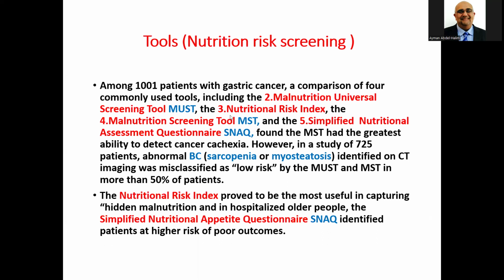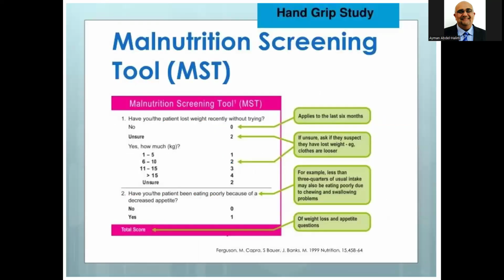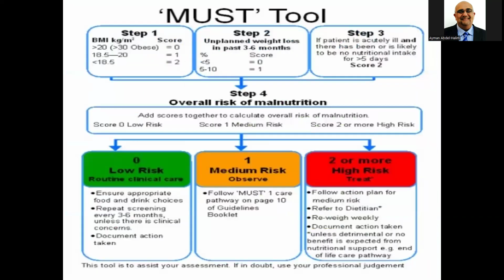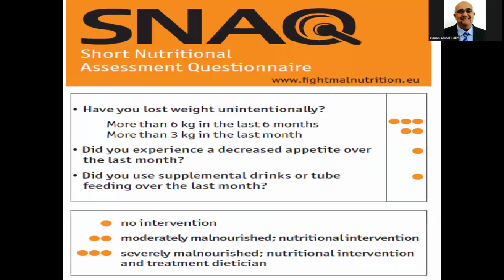Again, all of these are research tools. MST. Just remember the names. That's all you need to know. I'm not going to ask you to, but if you're going to do research on cachexia, you're going to need to use one of these tools. MST, then the MUST tool, and then you have the SNAQ tool, or simplified nutritional appetite questionnaire.